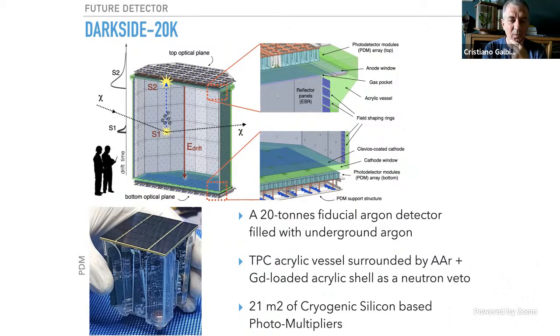And on the top and bottom, you will have 2 optical planes that will be built of silicon PM-based detectors. And you can see here on the bottom left a first example of the silicon PM detector developed for DarkSide. It's a detector that has a surface of 5 by 5 centimeters squared and is composed of 24 silicon PMs arranged in a combination of parallel and series to be read out as a single channel.